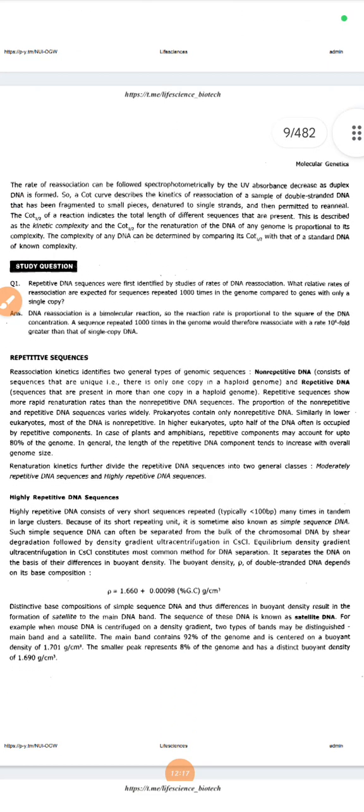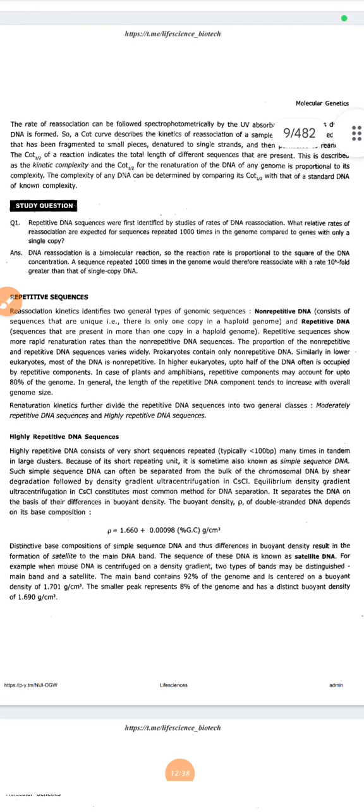So next we come to repetitive sequences. What are repetitive sequences? Reassociation kinetics is what we are studying. It identifies two general types of genomic sequences, non-repetitive and repetitive. Non-repetitive means they are unique and there is only one copy in the haploid genome. Repetitive DNA sequences are present in more than one copy in the DNA sequence.